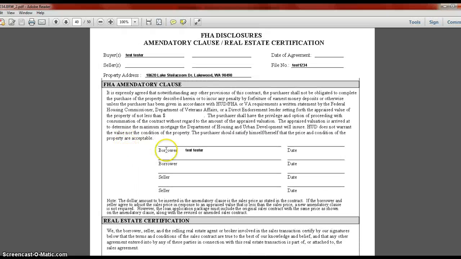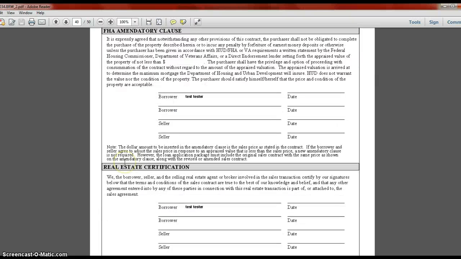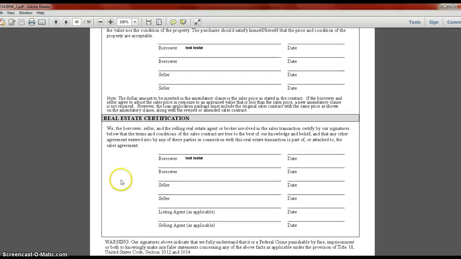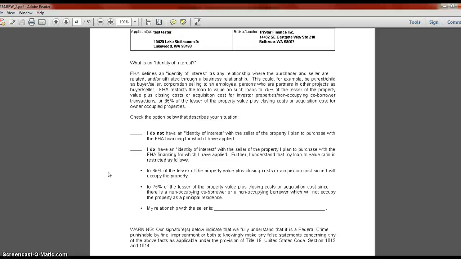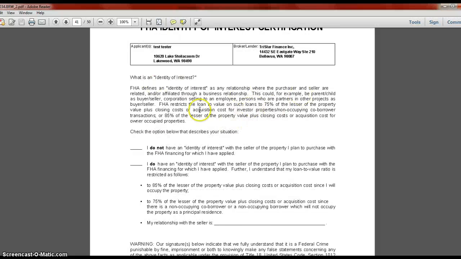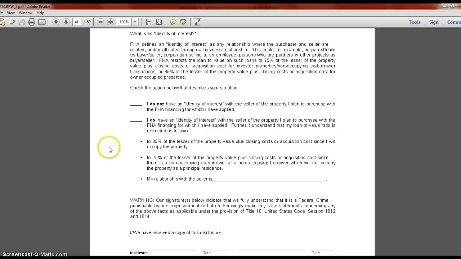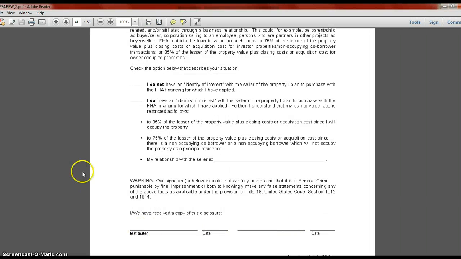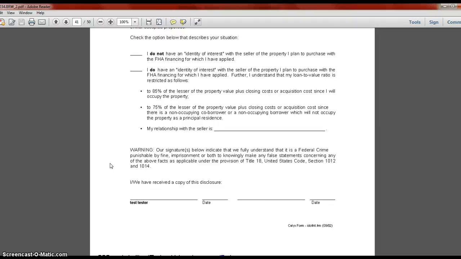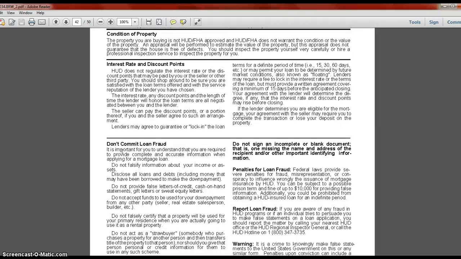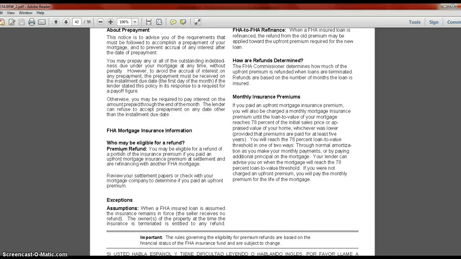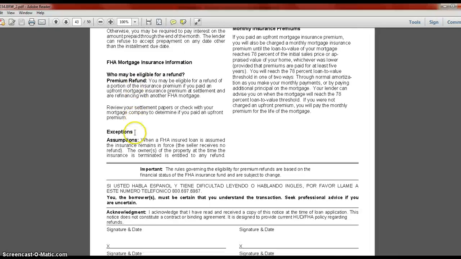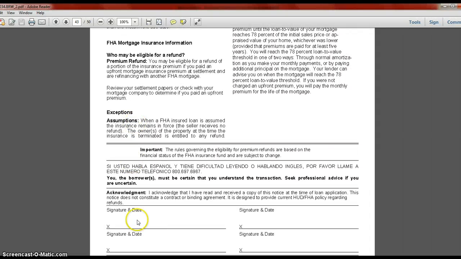The FHA mandatory clause, you sign here and here, and here and here. And this is just for if you're buying from a family member or what have you. So you sign here and here. And a more informational page where you don't sign anything, it just explains things. And then you sign down here.